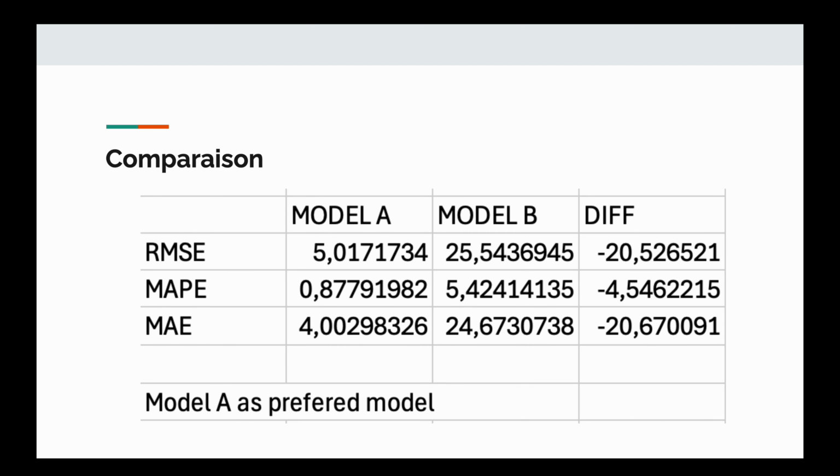Comparing the two models, we can see a difference of 20.526 for the RMSE, 4.526 for the MAPE, and finally 20.670 for the MAE. We can therefore conclude that model A would be preferred. However, we will be testing the models on a test set containing only 20% of the data.